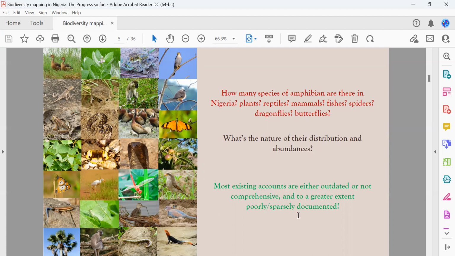So most existing accounts are either outdated or not comprehensive, and to a greater extent, poorly and sparsely documented. And thanks to the Nigerian Bird Atlas project, which is today accounting for the distribution and abundance of birds in Nigeria. Apart from that, I don't think we have a comprehensive and up-to-date list about the distribution of most of our biodiversity in Nigeria.